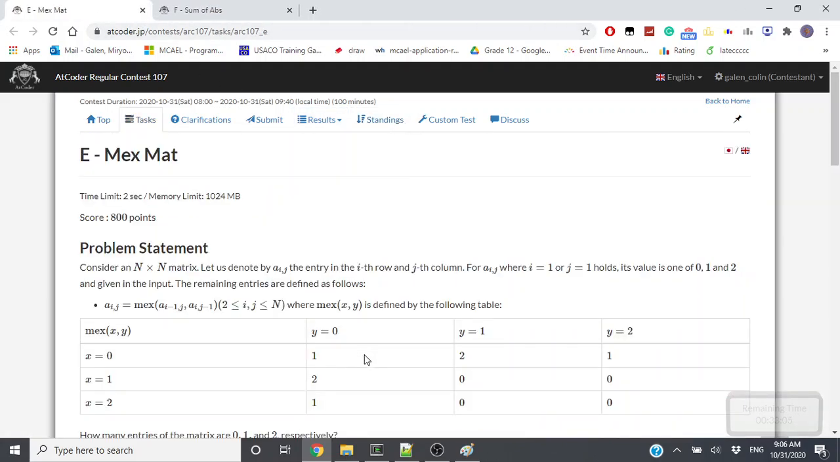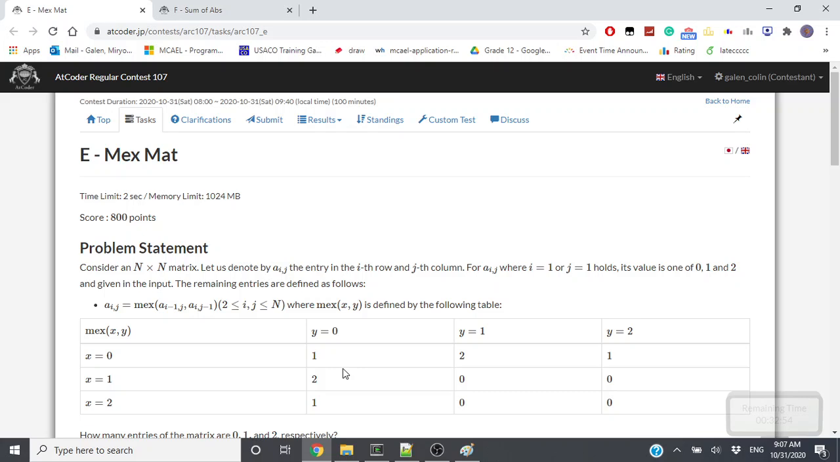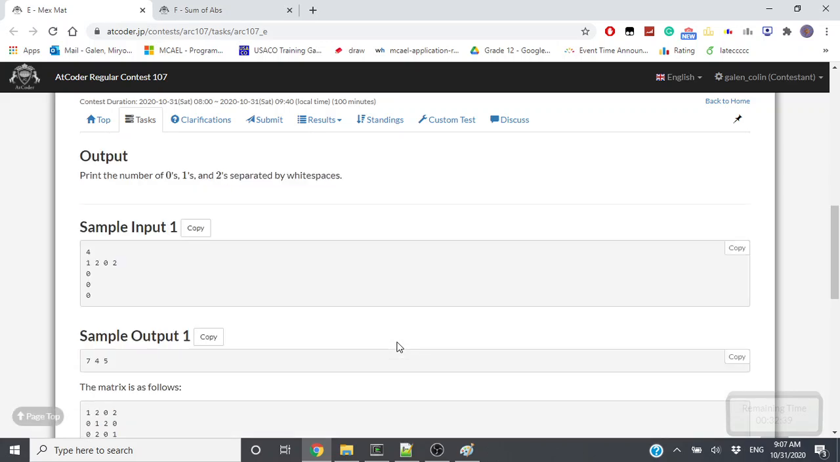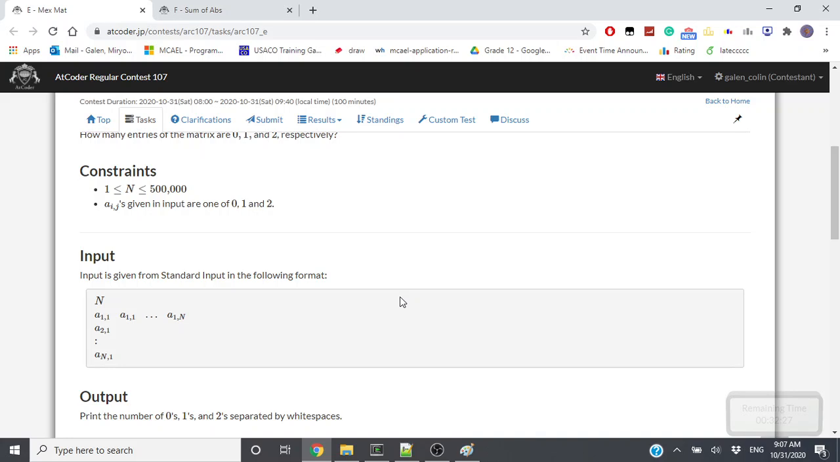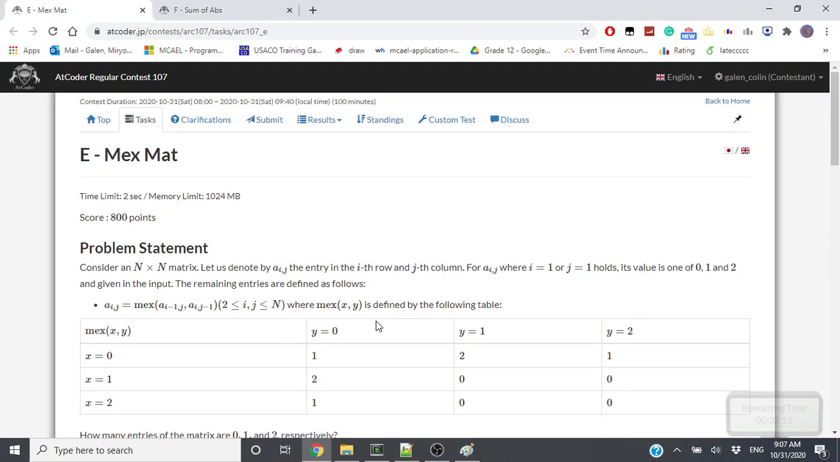Nice. Consider an n times n matrix, denote by aij the entry in the ith row and jth column. For aij where i equals 1 or j equals 1 holds, its value is one of 0, 1 and 2, and given in the input. Okay, I don't trust this. So the mex is just like a table, sure. That's like the only sample. They define mex mathematically instead of just.